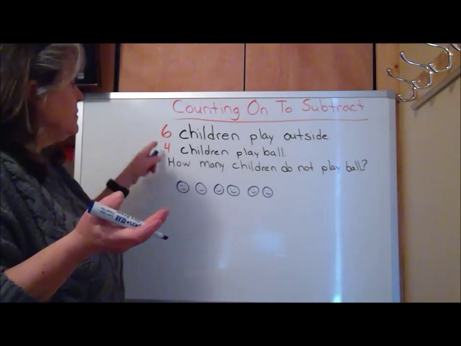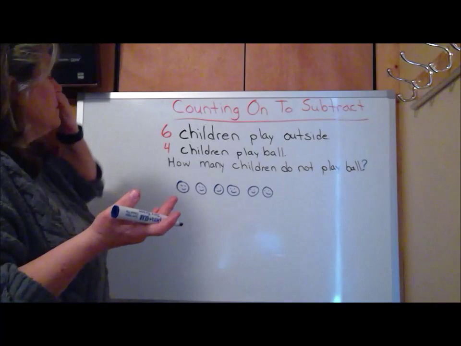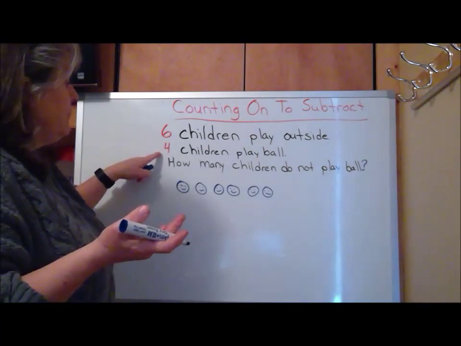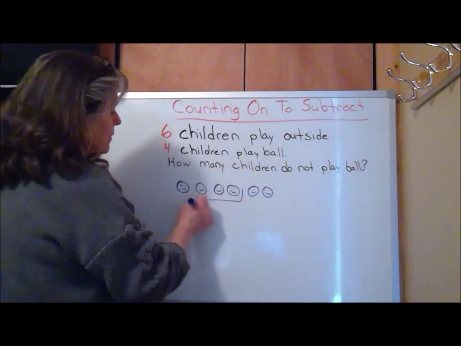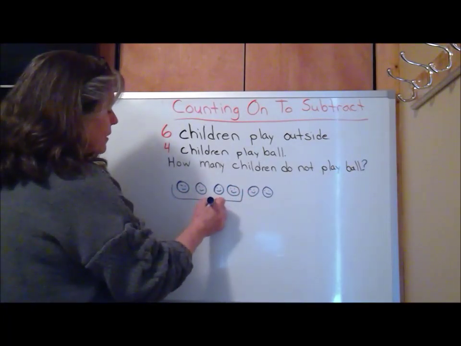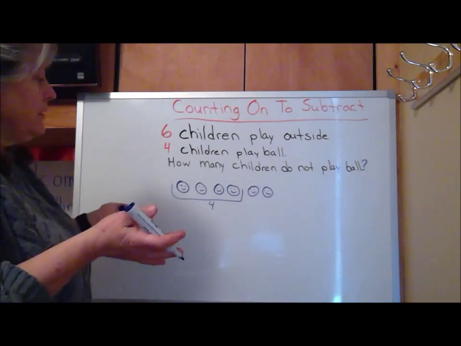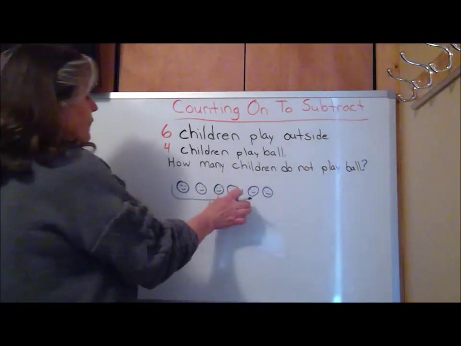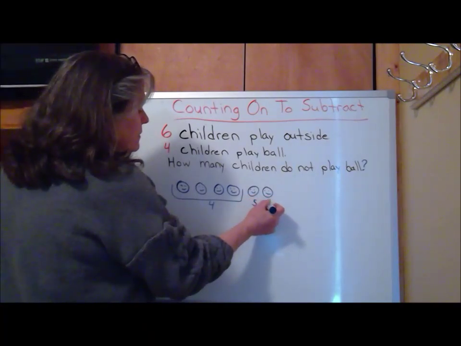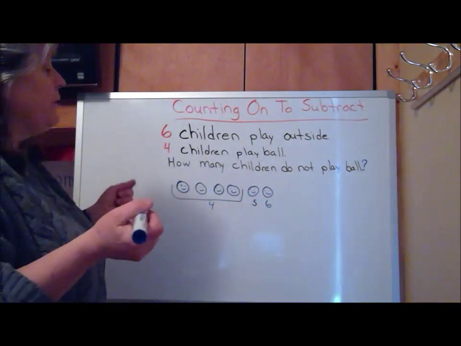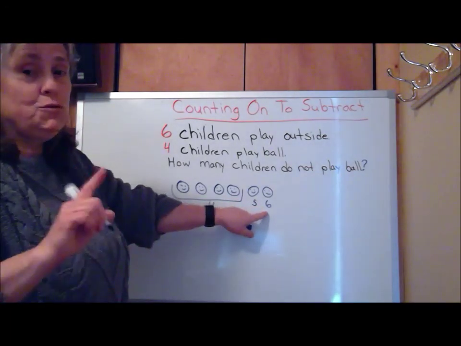And we know that number is going to be less than 6 because we're subtracting. Okay. So we know 4 play ball. So let's do this. 1, 2, 3, 4. And I'm just going to put a 4 there because now we know that's 4, right? And then we're going to count on. So we're going to go like this. 4, 5, 6. Okay, so 4 play ball and this many do not play ball.